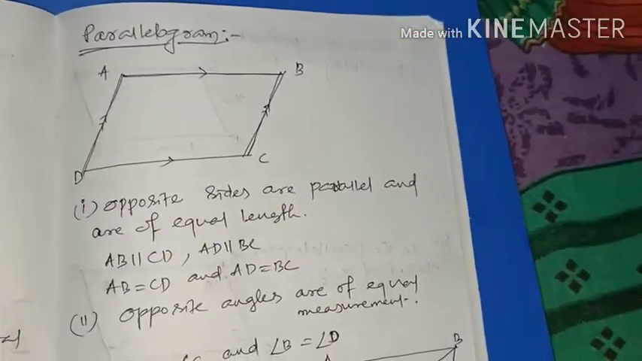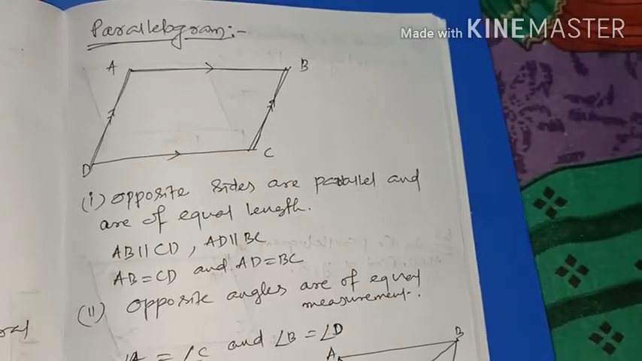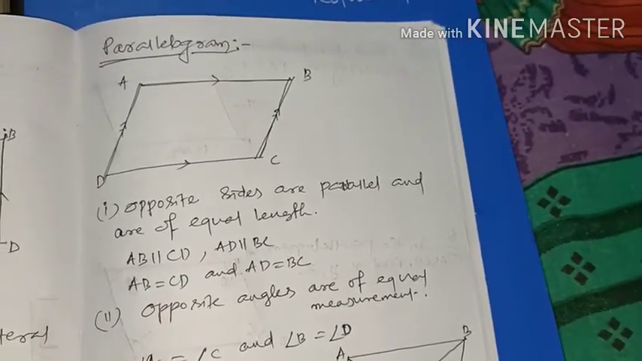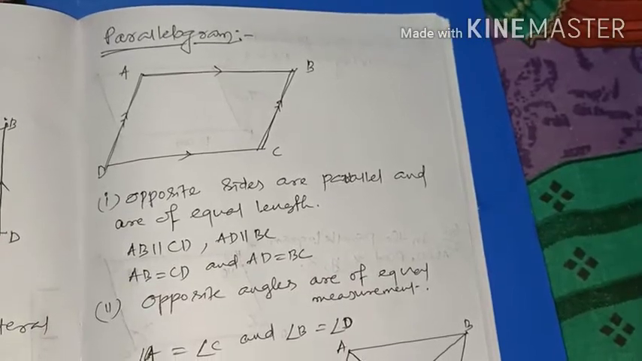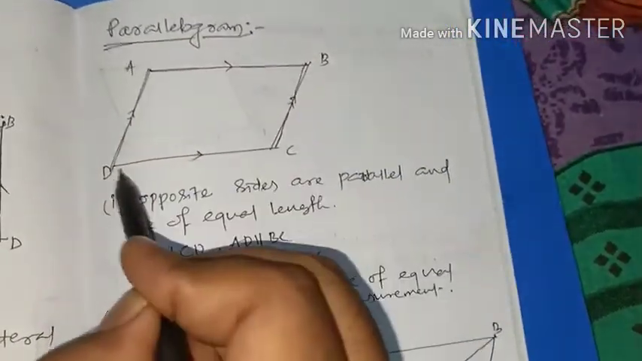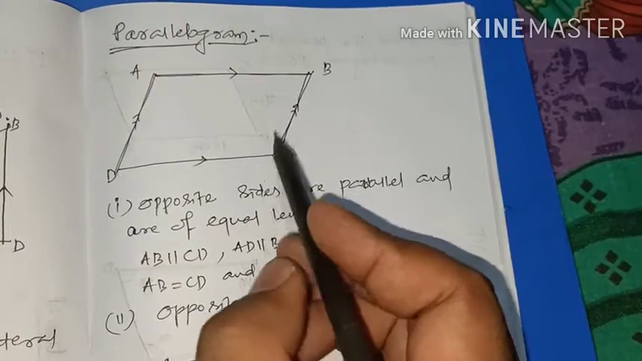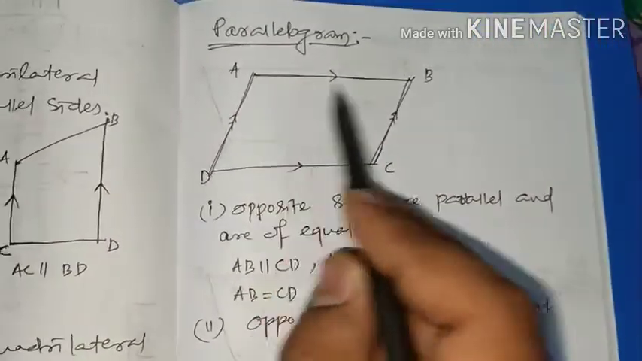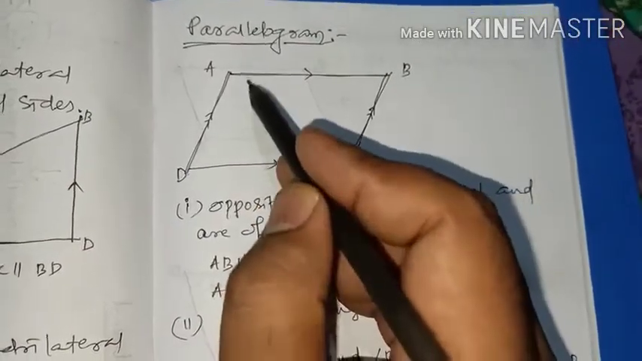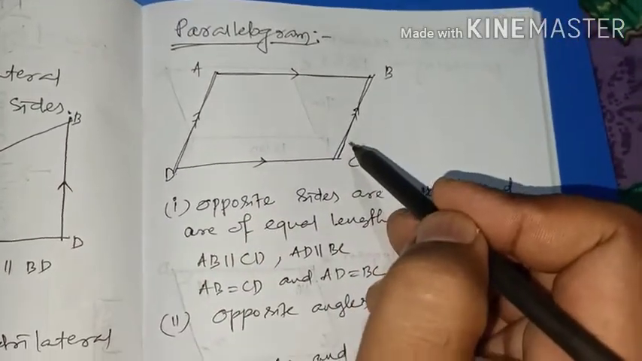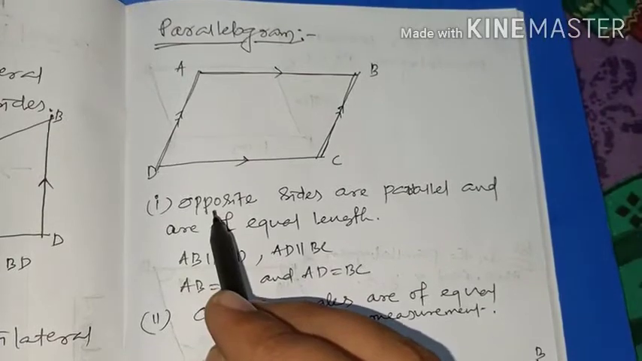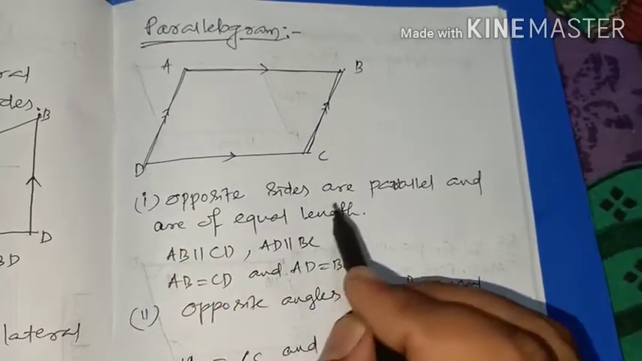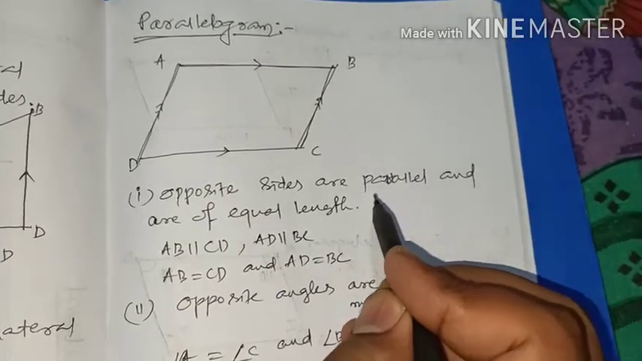Parallelogram is a special type of quadrilateral in which two pairs of sides are parallel to each other. Two pairs of sides are parallel to each other. Here AB is parallel to DC, that is, the pair of opposite sides are parallel to each other. Opposite sides are parallel to each other. Here AB is parallel to DC and AD is parallel to BC. Right now, the first property of parallelogram is that opposite sides of a parallelogram are parallel.